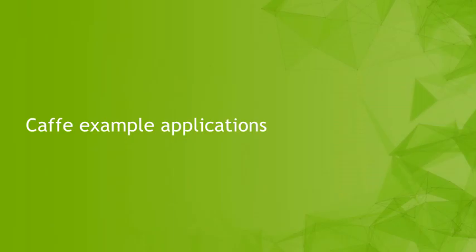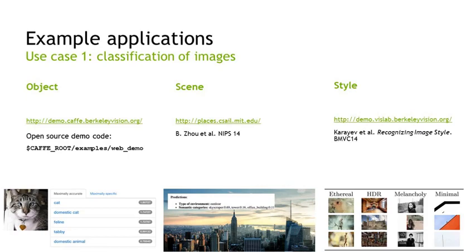So we'll move on now to some examples to give a better feeling of what you can actually do with Caffe. The first use case is kind of the canonical example. You can do classification of images. I've given URLs here to demonstrations of models trained using Caffe and references for associated papers.